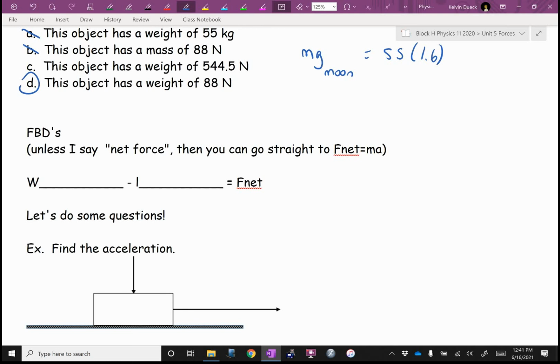I'll even be more blatant. Probably it will be worth 2 marks, which probably means there's going to be 4 arrows, probably a half mark for each arrow. If it's 1 mark, it probably means 2 arrows or something like that. Anyways, unless I say net force, you can go straight to F net equals MA.